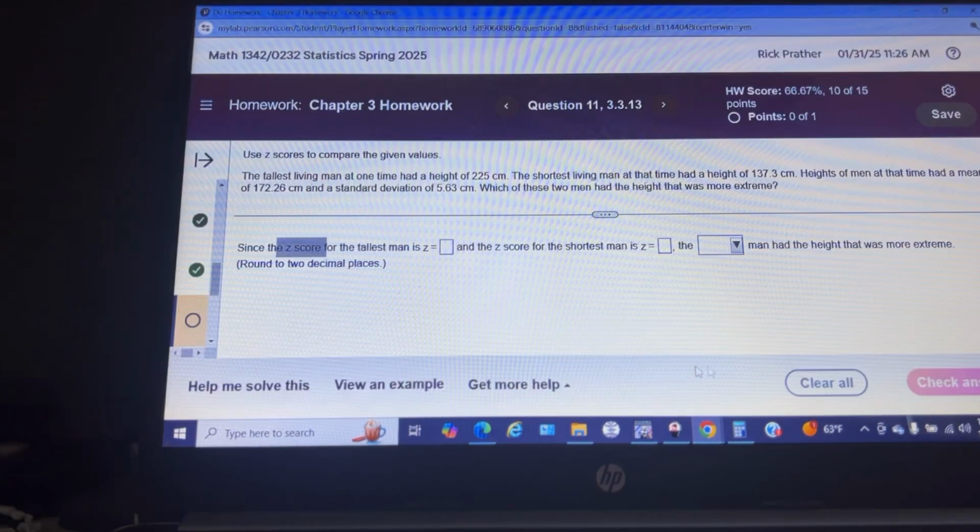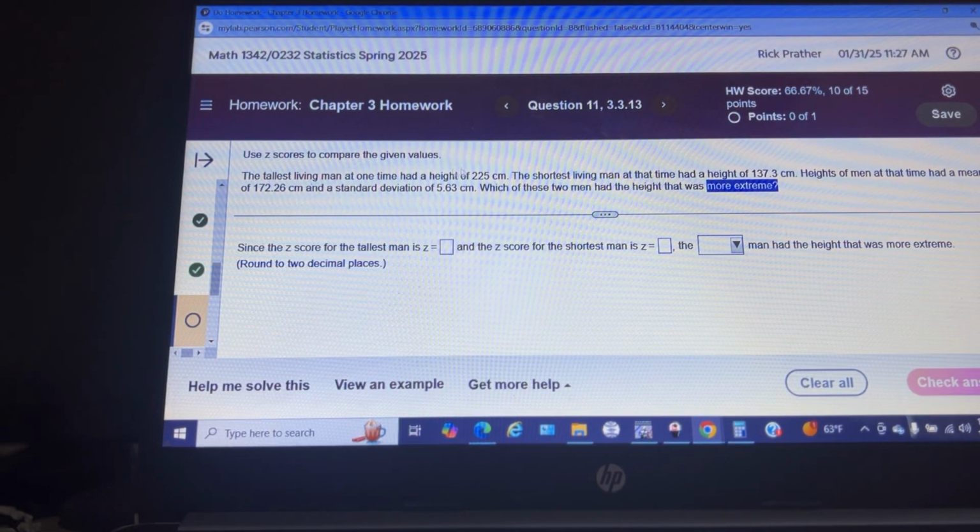So on number 11, the tallest living man at one time had a height of 225 centimeters. He was like 8 feet tall or something like that. And the shortest living man at that time had a height of 137 centimeters. So what are their z-scores? By looking at the z-scores, especially when you calculate more than one of them, you can tell who's more extreme. They let you compare things that are in different scales. The average height of men at the time was 172.26. The standard deviation was 5.63. As usual, they have to tell you those two.